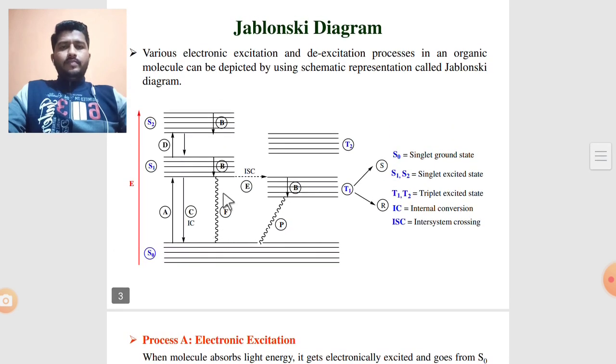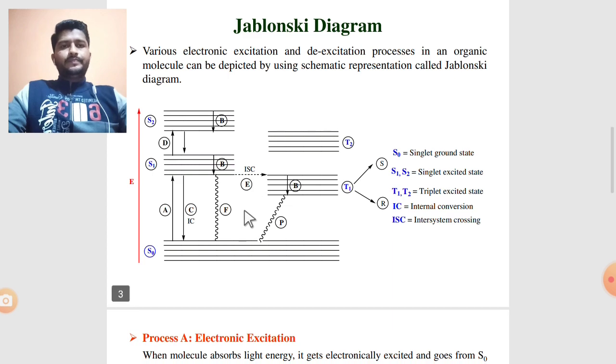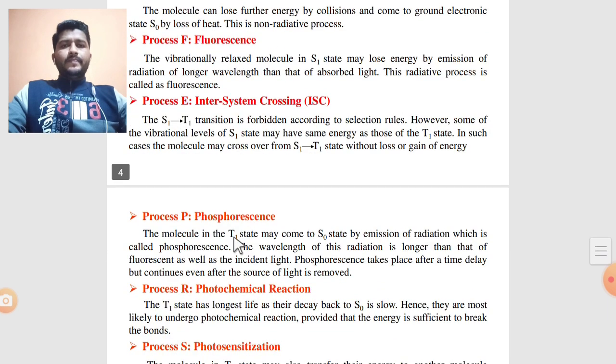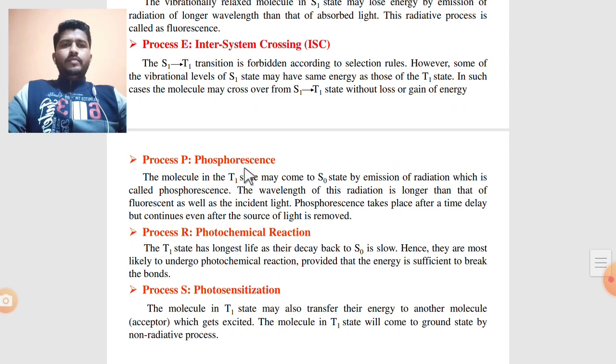See, the best example: the lower vibrational energy level of this S1 excited state and the higher vibrational energy level of this T1 state are approximately the same, and due to this, electronic transition from S1 to T1 takes place. This transition is called ISC, means intersystem crossing, and this process is process E.